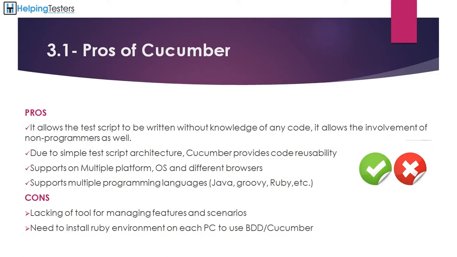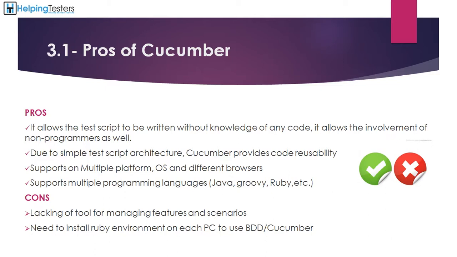And the cons is, the tool does not have any kind of repository, because again, I told you this is an open source tool. Definitely it will have its own limitations. You will not get everything for free. So there are no management features as well. And since it is using Ruby, you need to install the Ruby environment on each and every PC where you are using Cucumber. There is no centralized repository, and there is no cloud kind of feature. You need to go and install it manually on each and every PC to use this behavior-driven framework tool.